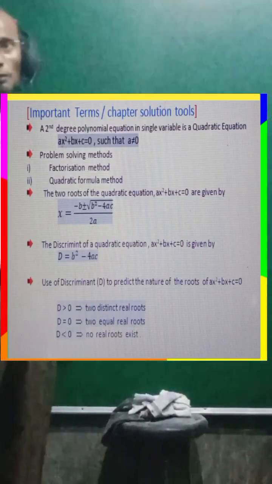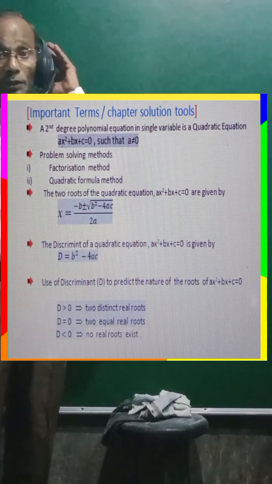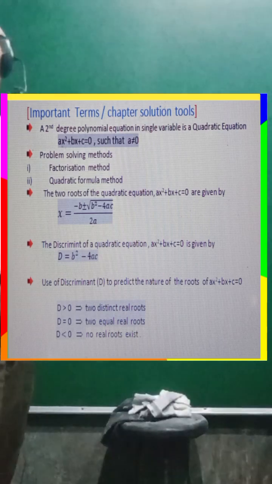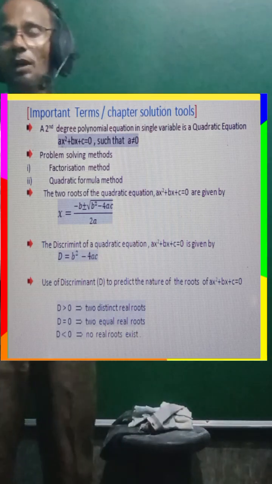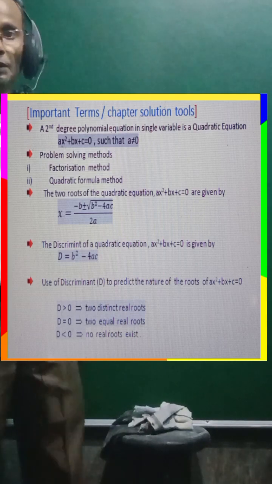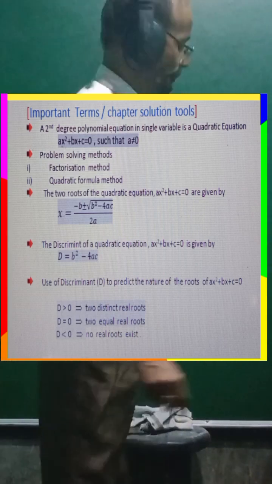Take the screenshot of the summary that I have given in the printed form. And now we are going to understand one by one. First, the definition of a quadratic equation.